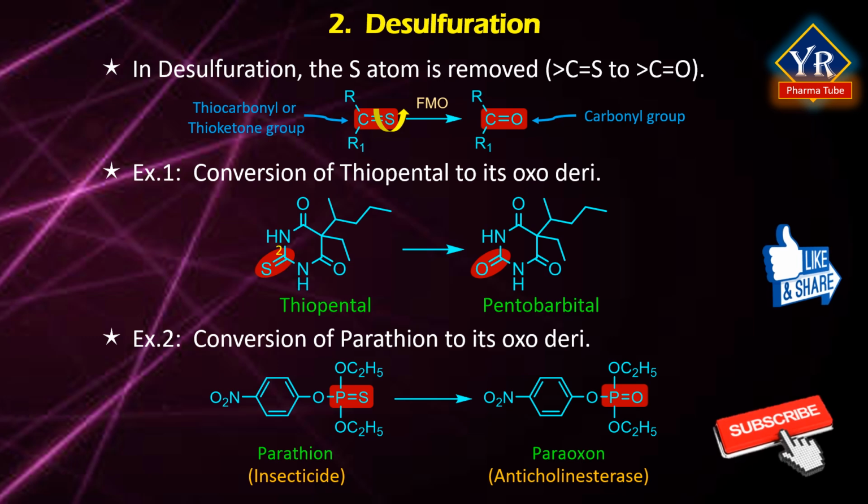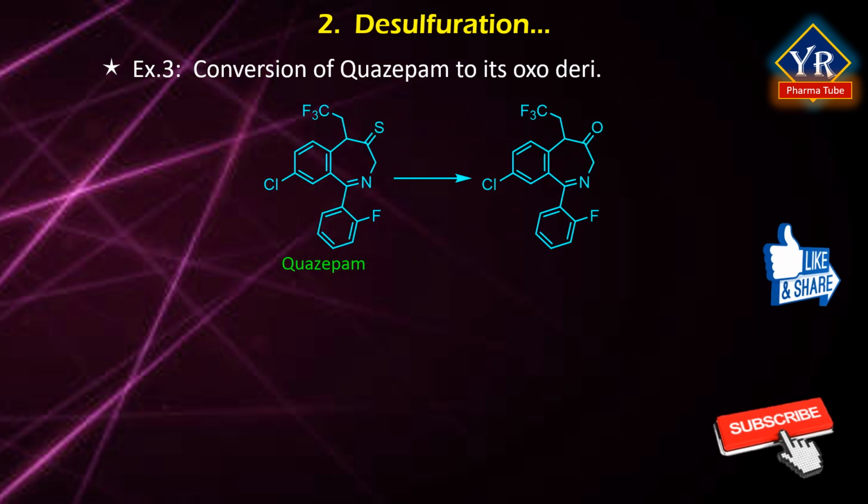For example, desulfuration of parathion leads to the formation of paraoxon, which is the active metabolite responsible for the anticholinesterase activity, wherein the P=S double bond in parathion is converted into a P=O double bond in the paraoxon metabolite. In a similar manner, carbophenothion also undergoes desulfuration to its carbonyl derivative. Similar to the above metabolic transformations, only a limited number of functional groups contain a thiocarbonyl group.